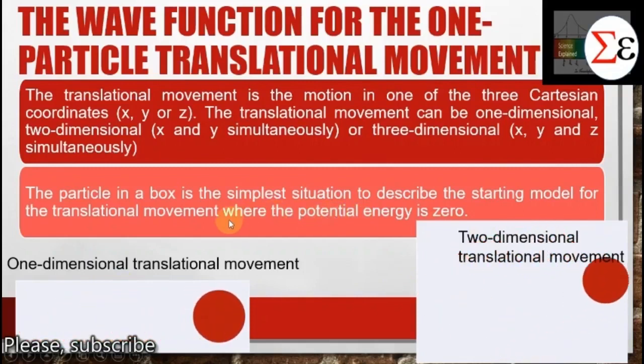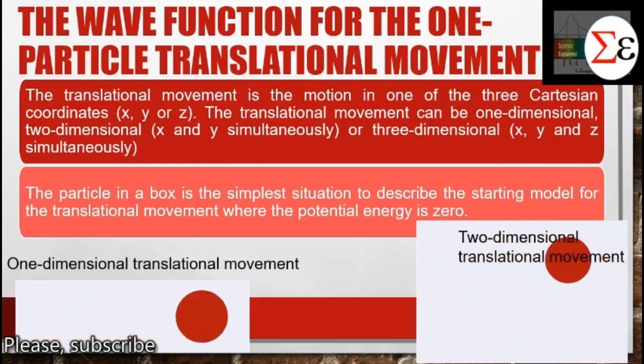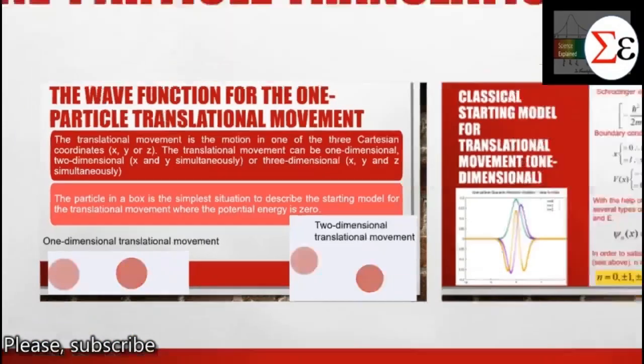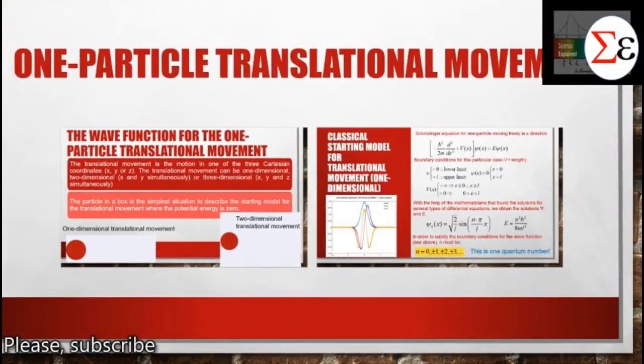The particle in a box is the simplest situation to describe the starting model for the translational movement, where the potential energy is zero. Be attentive that this is not the case for the hydrogen atom, but the results for the quantum number, the principal quantum number n, are partially the same.